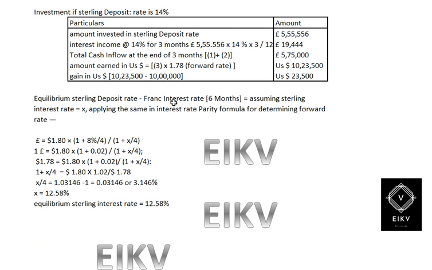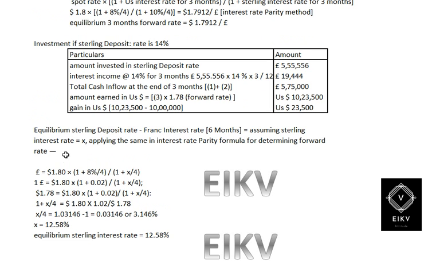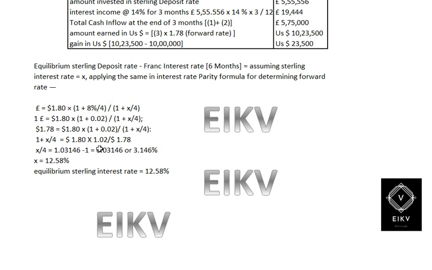Now the equilibrium sterling deposit rate. So the answer for the next question, which is the fourth one. For the equilibrium sterling deposit rate, assuming the sterling interest rate equals X, we apply the interest rate parity theorem formula for determining the forward rate. Therefore the equilibrium forward rate would be 1 pound equal to 1.8 into 1 plus 8% divided by 4, divided by 1 plus X divided by 4.